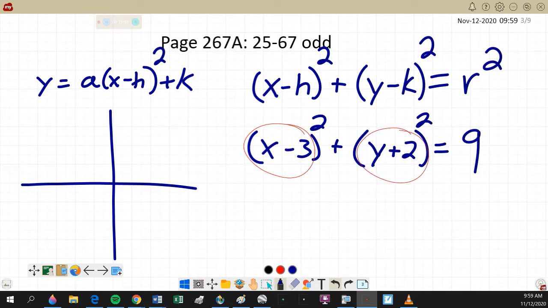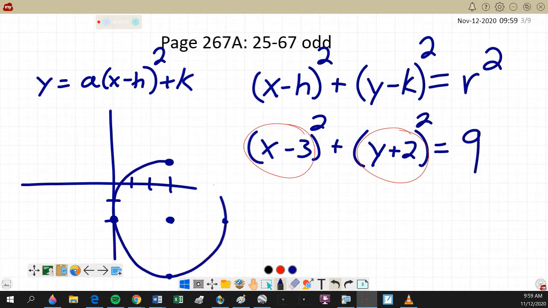So right 3 and down 2, and then my radius is 3. Does everybody understand that? And now drawing circles through 4 points is a lot harder than you think. Wow. That's pretty good. Does that make sense? Okay.